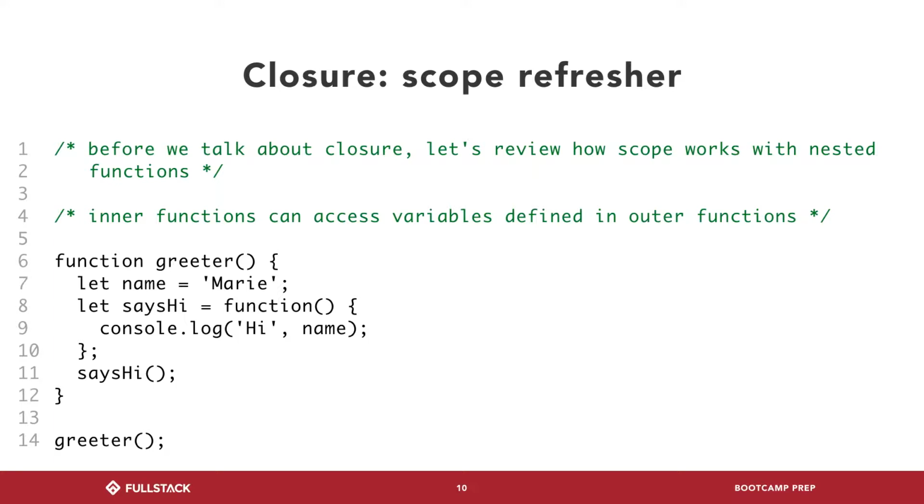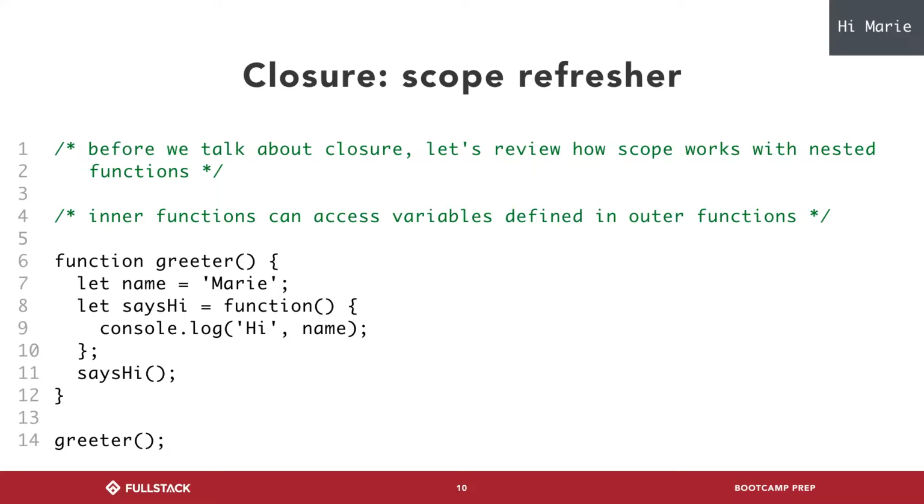anywhere, right? So then the function says, okay, let me look in my parent scope. Who are my parents? My parents are where I was created, right? I was created in this greeter function. Okay, in this greeter function, is there a name variable? There is. It's called Marie. So when I run line 11, I get hi Marie. Okay?